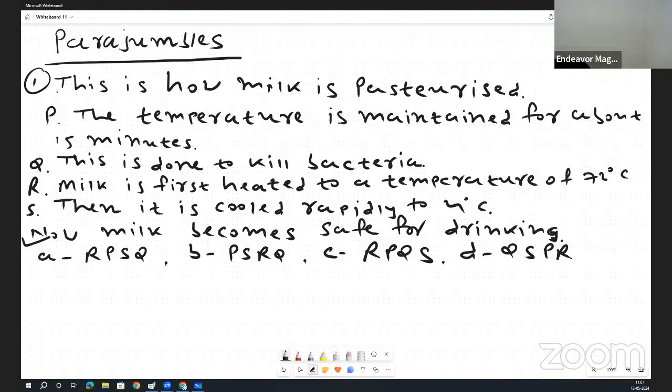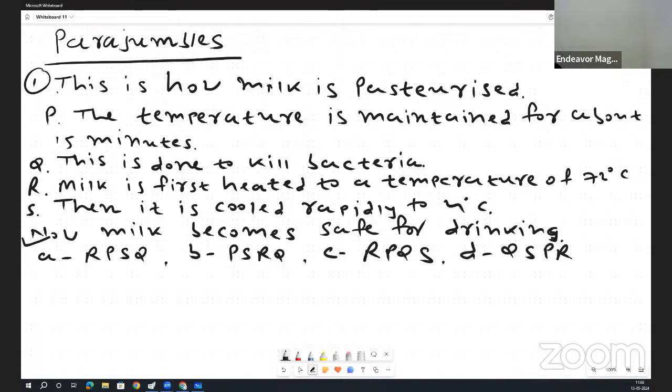Okay. So this is how milk is pasteurized. This is an opening sentence. Now, students, let's look at the options first. Option A: this is how milk is pasteurized. Then, okay. So what could be the next sentence, students? What could be the next sentence?